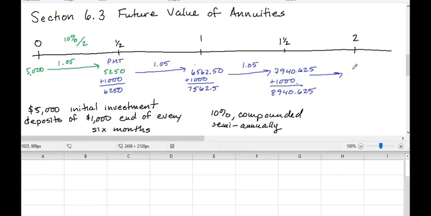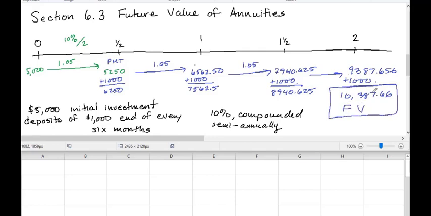It will get another 5% interest and grow to be $9,387.656. The last payment comes in on that day. We now have $10,387.66, and that is our future value. So we have deposits that are adding on to the initial principal.